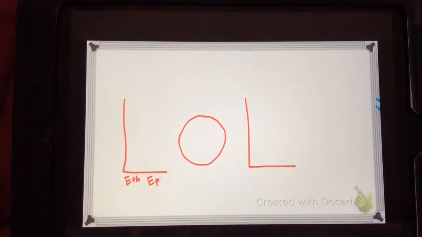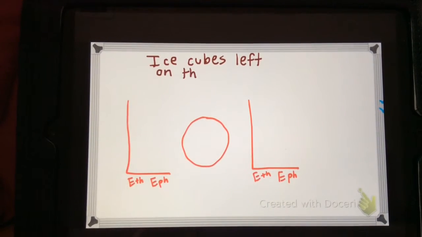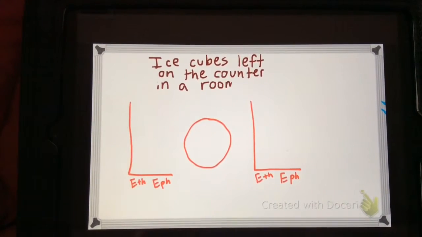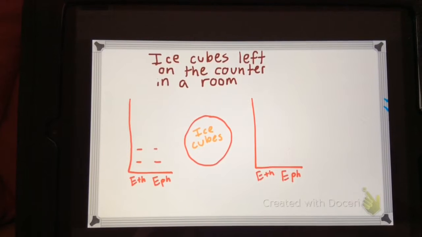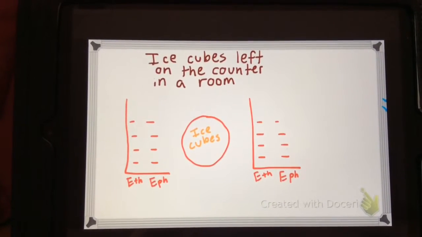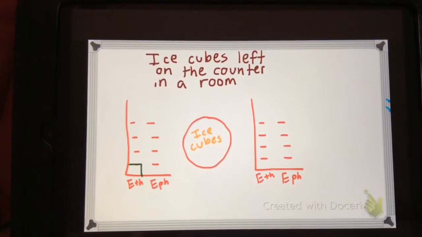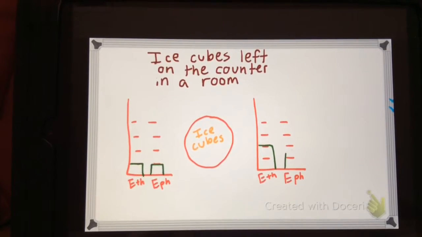Now I'm making a bar chart for ice cubes left on a counter. Now, the substance that is changing will go in the middle of the circle. The L on the left is for the initial ice cubes, and the L on the right is for the final ice cubes. On the left L, we use 1 bar for thermal because it's ice, and 1 bar on phase because it's a solid. On the right L, we use 2 bars on thermal because it's room temperature, and 2 bars on phase because it's a liquid.